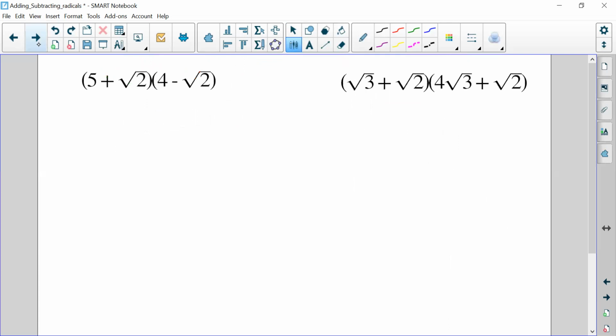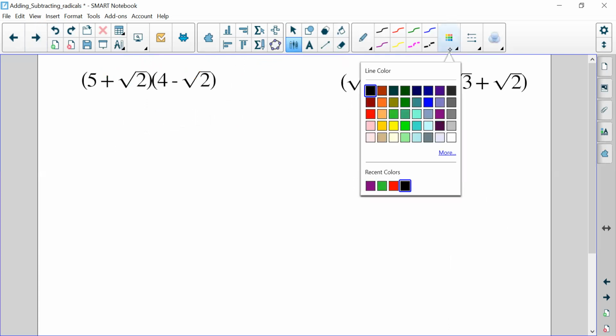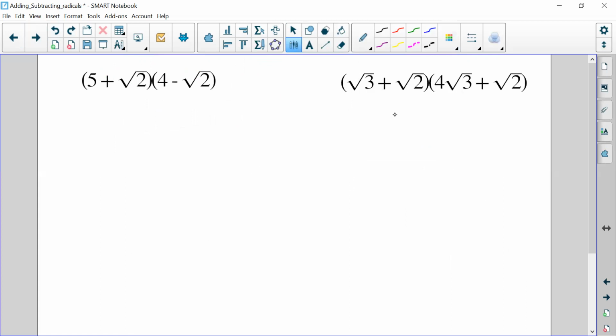Example 2. Same thing. So 5 times, we're going to distribute the 5. We're going to distribute the rad 2. So 5 times 4 is 20. 5 times, a positive 5 times a negative rad 2. That is a negative 5 rad 2. And then distribute the rad 2. Rad 2 times 4 is positive 4 rad 2. A positive rad 2 times a negative rad 2. That's a positive times a negative, so it's negative radical 4. So the multiplying is done.